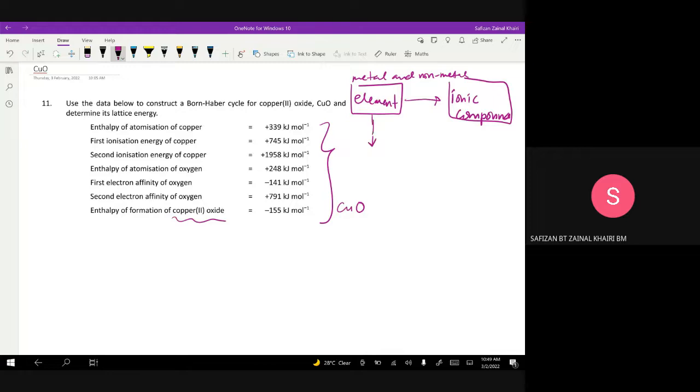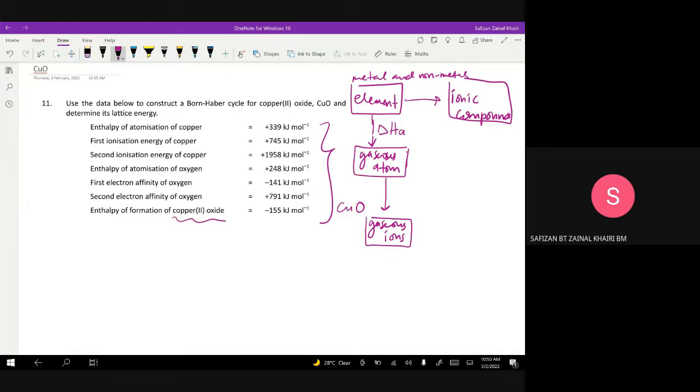it must convert into the gaseous atom. Okay, mesti tukar dulu kepada gaseous atom. Okay, after gaseous atom form, each gaseous atom must convert to the gaseous ion. Okay, convert to the gaseous ion. So from element convert to gaseous atom, the enthalpy involved we call as a enthalpy of atomization.